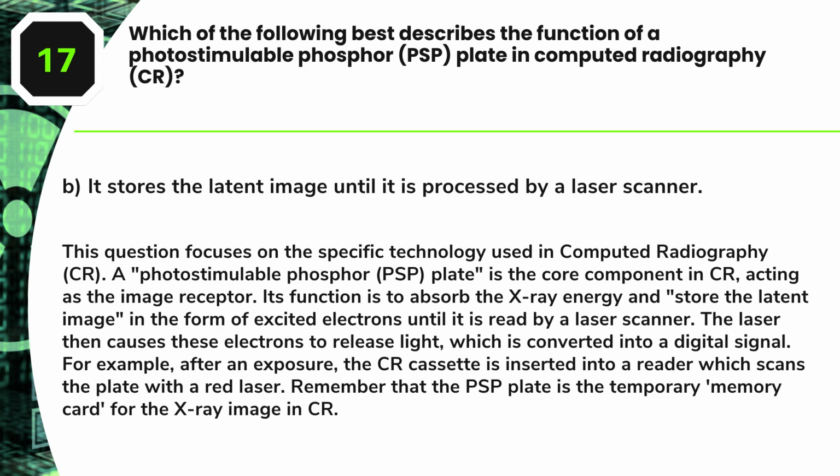The laser then causes these electrons to release light, which is converted into a digital signal. For example, after an exposure, the CR cassette is inserted into a reader which scans the plate with a red laser. Remember that the PSP plate is the temporary memory card for the X-ray image in CR.